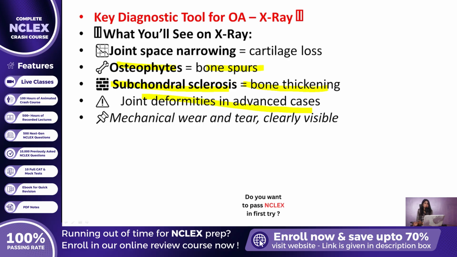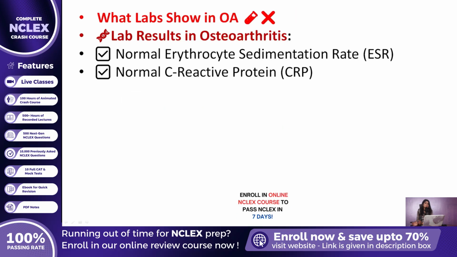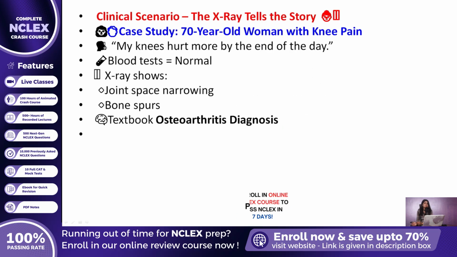Let us walk through an example. A 70-year-old woman comes to the clinic complaining of knee pain that gets worse as the day goes on. Her blood work looks totally normal, but her X-ray shows narrowing in the knee joint and a few small bone spurs. That is a classic case of osteoarthritis confirmed through imaging.